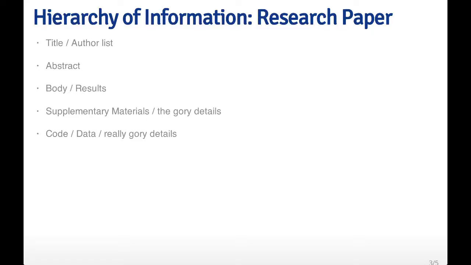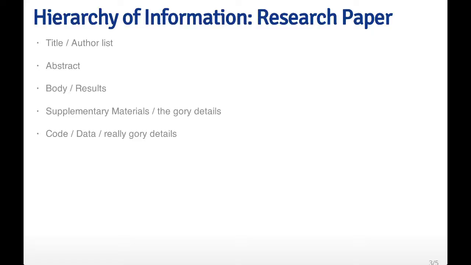So then you typically might have some supplementary materials, which have a lot more of the details about what was done. And then if you really want to reproduce what was done to a level of precision that is useful, you probably need to get the code, the data, and all the gory details of what happened. So that's the range of things that you might be able to present, from least specific to most specific.